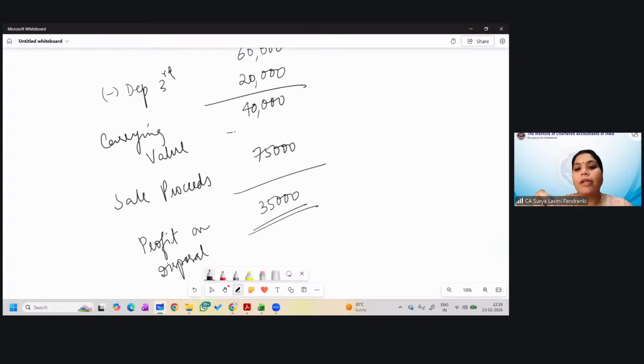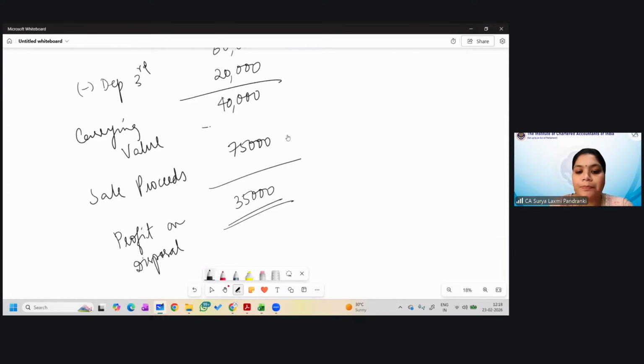Disposal means when you're disposing of the asset, like a sale. You remove that asset from your books of accounts. So this is profit. Let us assume the machinery is sold for 20,000.